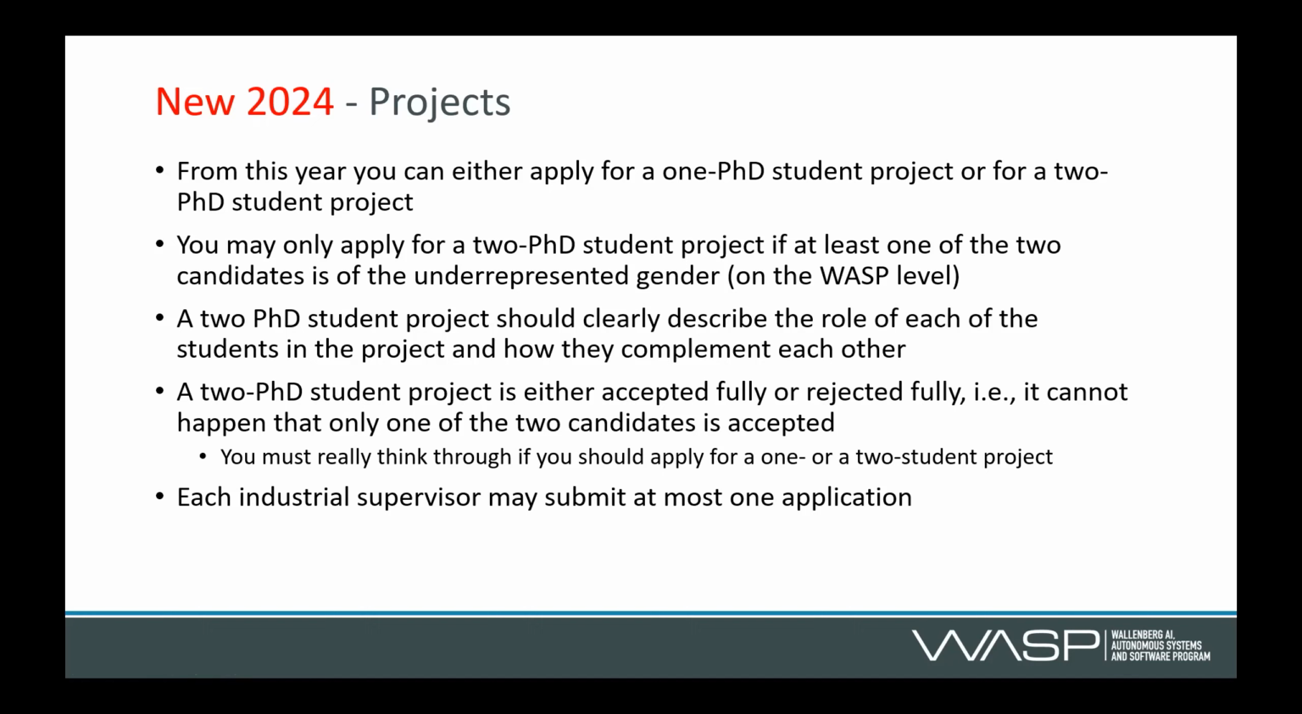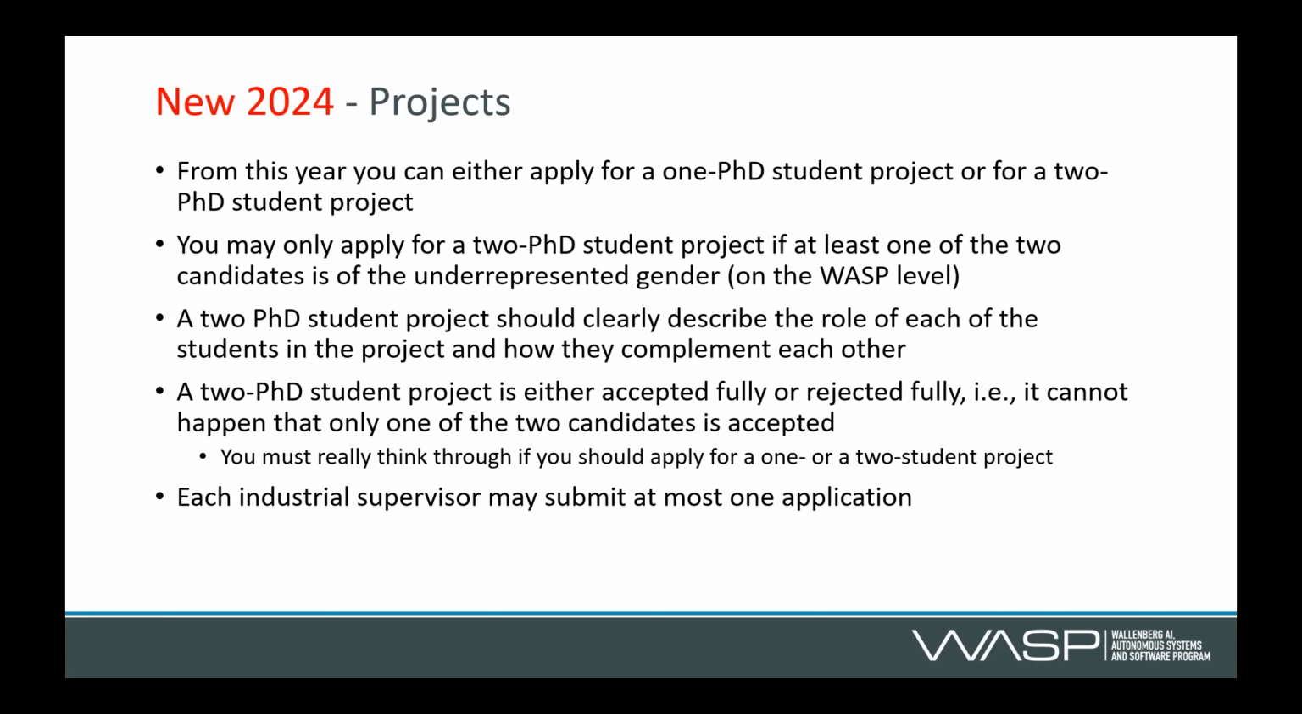And that means that you have to think through in detail if you really should apply for a 1-student project or for a 2-student project. Let's say that you have an excellent female candidate that you know will be accepted. And then you have a male candidate that is not so good. Then I would go personally for a 1-student project, because there would be a risk that the not so good male student can crash the total proposal. So you have to think that through.